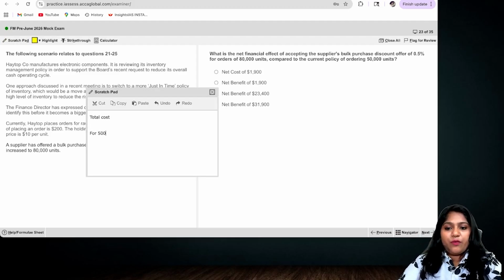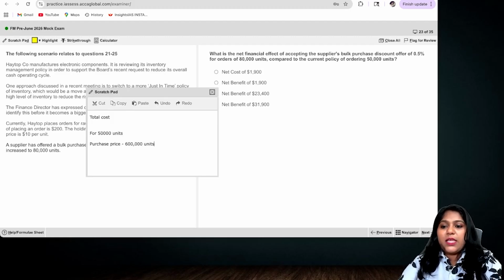First thing is for 50,000 units. So if you take 50,000 units, first thing is how much is the purchase price, guys? The purchase price will still be, I will go take purchase 600,000 units and each unit will cost me $10. It is going to be approximately how much, guys? Approximately 600,000 into $10. It's going to be 6 million.